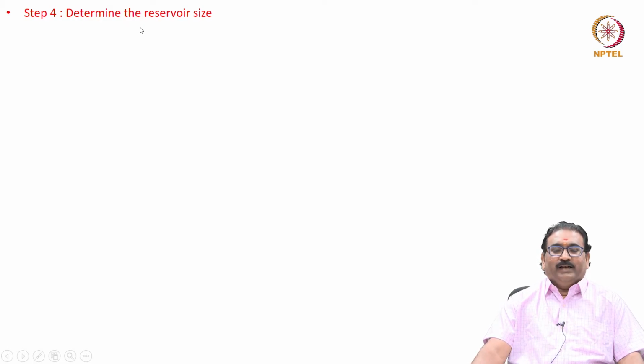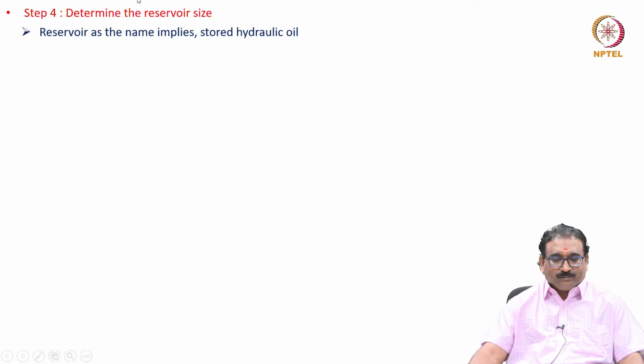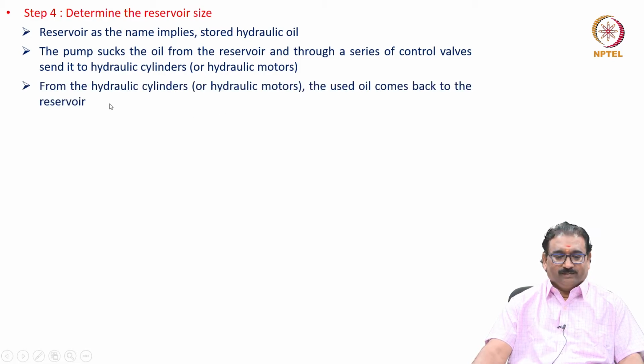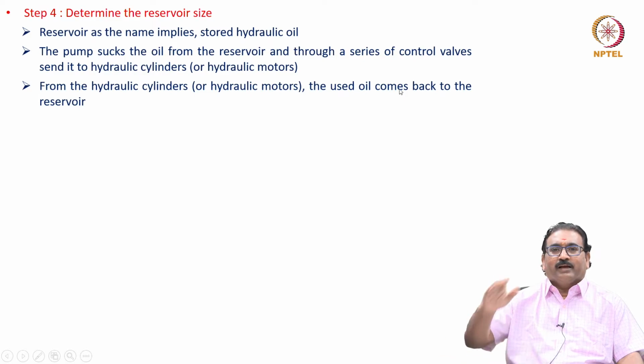Step 4 is determine the reservoir size, tank size. Reservoir, as the name implies, stores hydraulic oil. The pump sucks the oil from the reservoir and, through a series of control valves, sends it to the hydraulic cylinders or hydraulic motors. From the hydraulic cylinders or hydraulic motors, the used oil comes back to the tank through the return line.